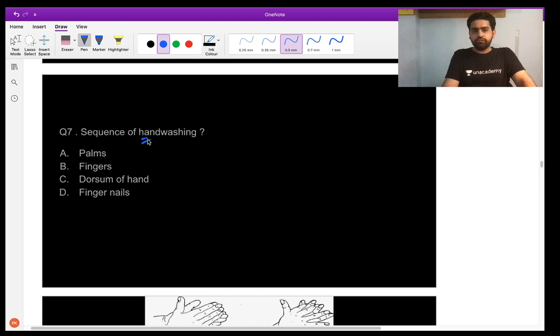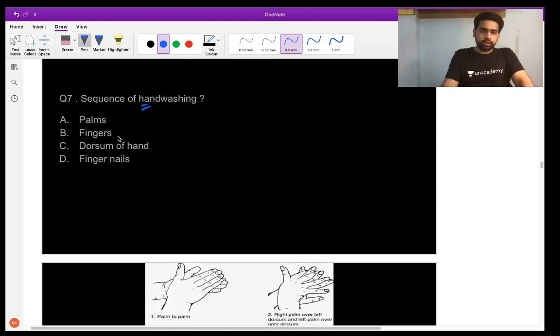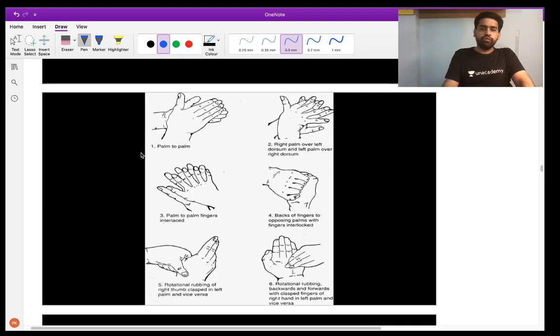So what is the sequence of the hand washing? Simple. You first go for the palms, then the dorsum of the hand, then the fingers, and finally the fingernails. This is exactly how you go for the washing. So this is palm, then the dorsum, then you rub the palm with the fingers, then the fingers, then the thumb, and finally the tips.